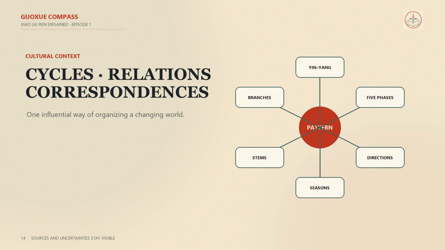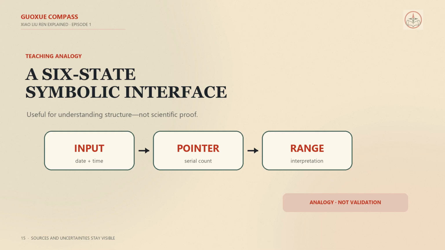Xiao Liu Ren uses that broader symbolic habit in a compact form. A moment in time is not treated as an empty number. It is placed within a cycle, and the resulting position is read through a network of associations. Think of it as a 6-state symbolic interface. The date and time provide the input. Counting moves the pointer. The final position opens a set of interpretive possibilities. This analogy helps us understand the structure. It does not turn the system into modern science, and it does not prove its predictions.